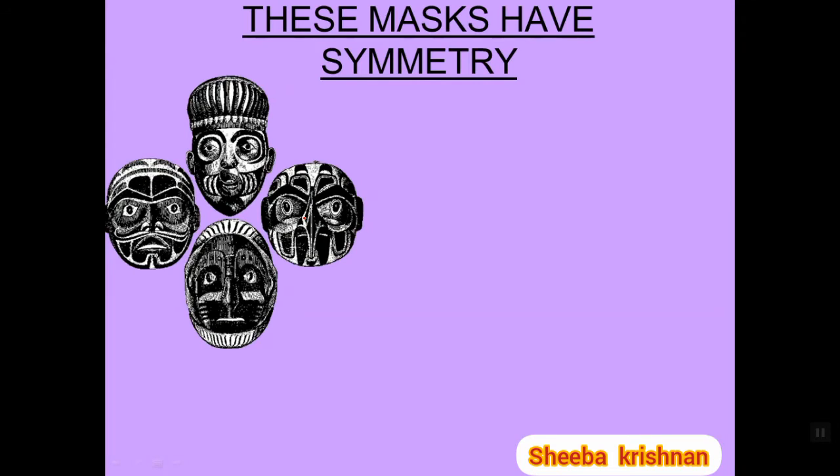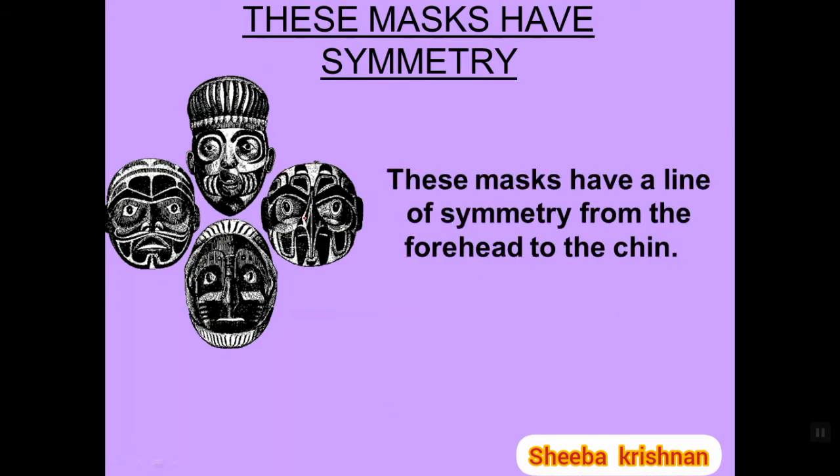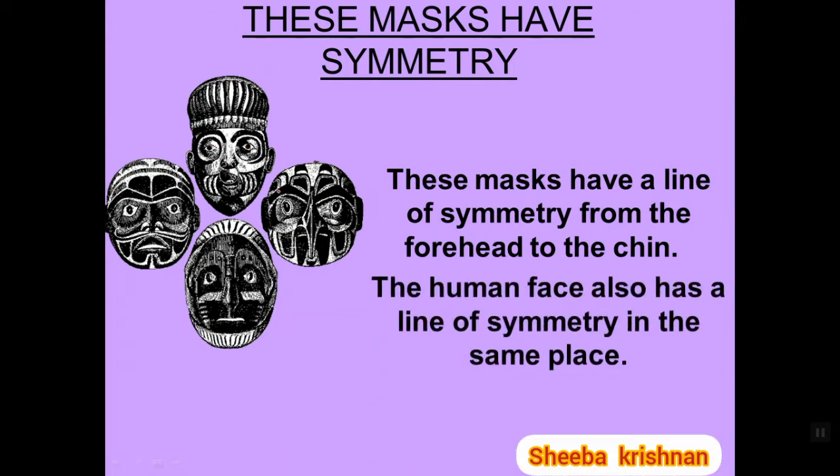These masks have symmetry. These masks have a line of symmetry from the forehead to the chin. See, if you draw a line from here to here, one half looks exactly like the other half. The human face also has a line of symmetry in the same place.